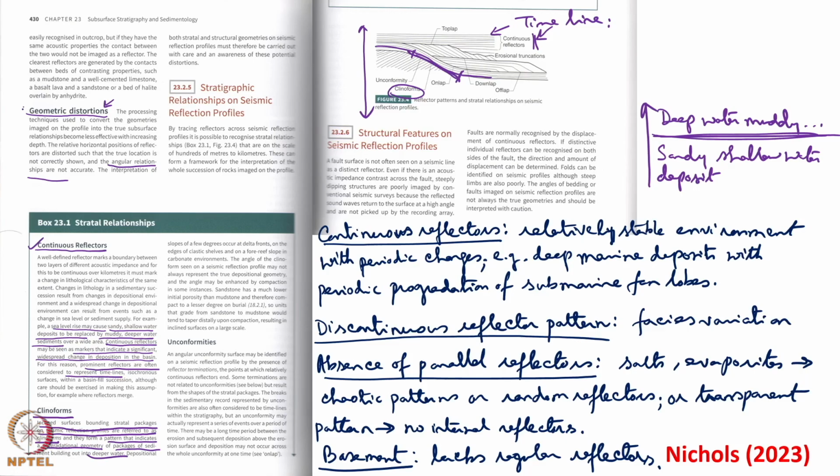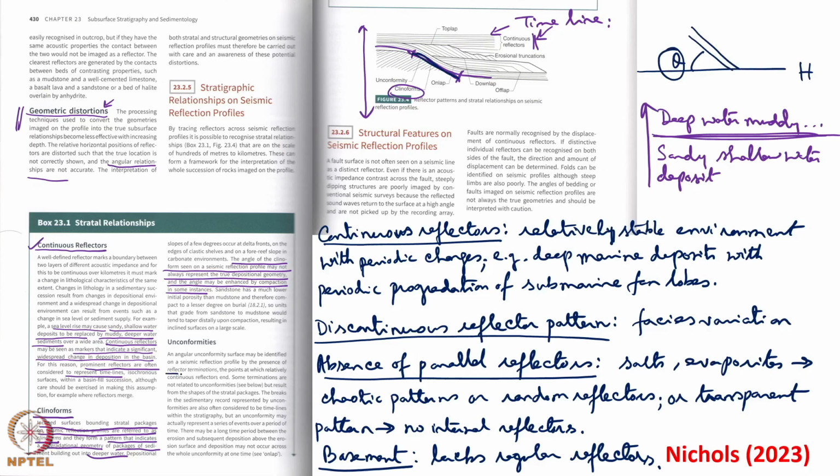As I said, there are angular distortions in the seismic images. The angle of the clinoform seen on the seismic reflection profile may not always represent the true depositional geometry, and the angle may be enhanced by compaction in some instances. If I draw a line parallel to this line and say this is the clinoform and this is the horizontal surface, this angle theta need not be the dip of the plane.